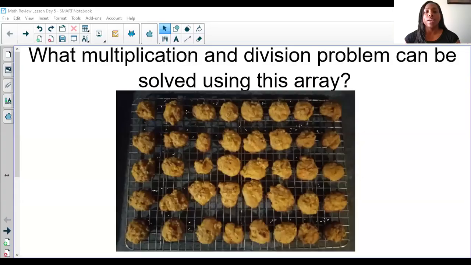So our problem of the day is showing what multiplication and division problem can be solved using this array. I want you to look at it very carefully. What multiplication problem can I use with this array? If we take a close look, I see how many rows? And I believe those are meatballs or chicken nuggets. Either way, I know I'm hungry. But we'll take a look. I see how many rows? If you're looking very carefully, you will see 5 rows.